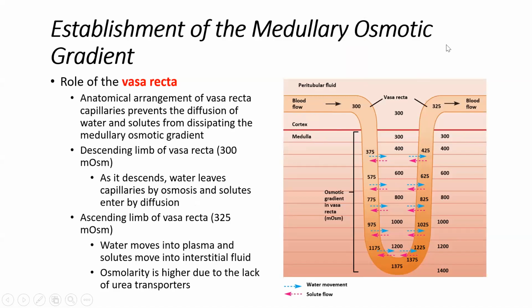So now let's speak more about the role of the vasa recta. As I mentioned earlier, the vasa recta has an anatomical arrangement that is going in the opposite direction of the flow of fluid in the tubular structures. I'll say that again. The vasa recta has an anatomical arrangement that is going in an opposite direction to the flow of fluid that's happening in the tubule. So the flow of fluid in the tubule is going to be opposite to the flow of blood in the vasa recta. Okay, and the purpose of that is preventing the dissipating of the medullary osmotic gradient. That is preventing us from losing the gradient that we just spent so much time setting up, okay?